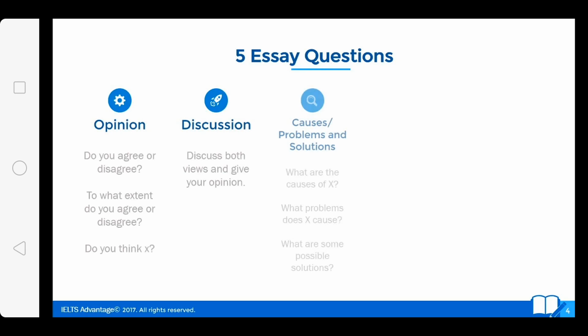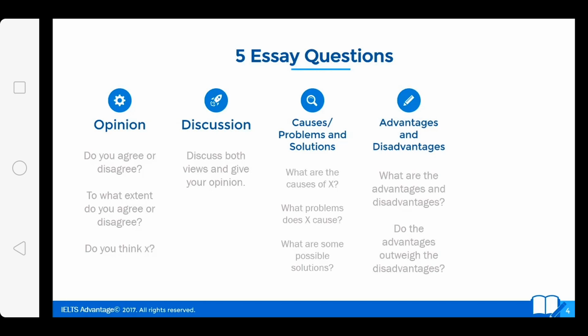So there are 5 different types of Task 2 question: opinion questions, discussion questions, causes and solutions or problems and solutions questions, different types of advantages and disadvantages questions, and double questions. Double questions are, in one task, there are 2 direct questions, and that's what we're going to focus on this week. We're going to only look at double questions, but don't worry too much, guys.